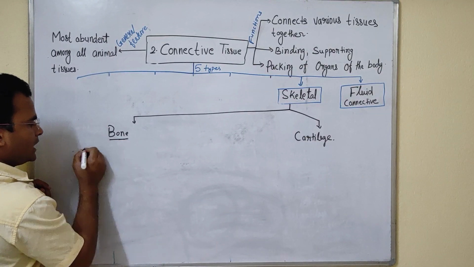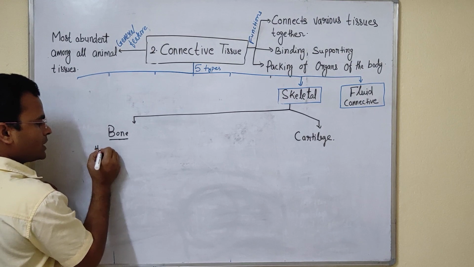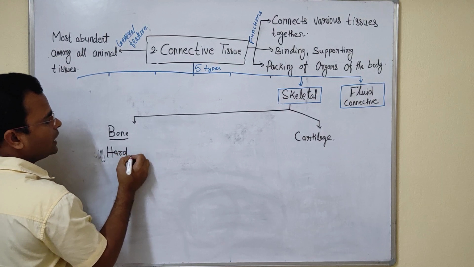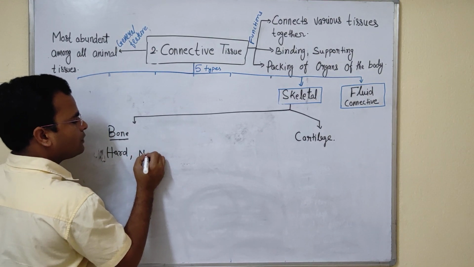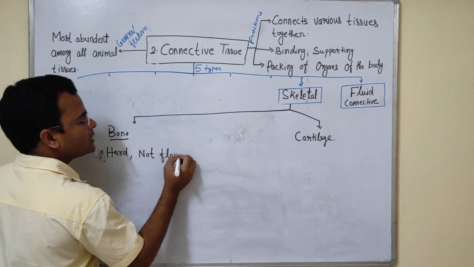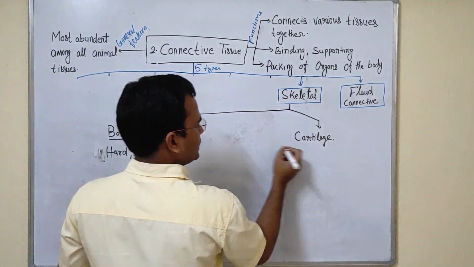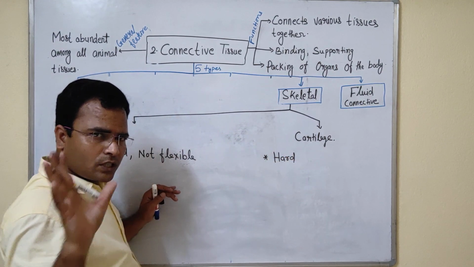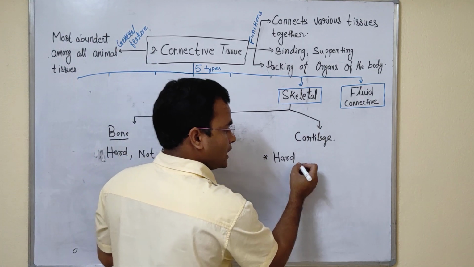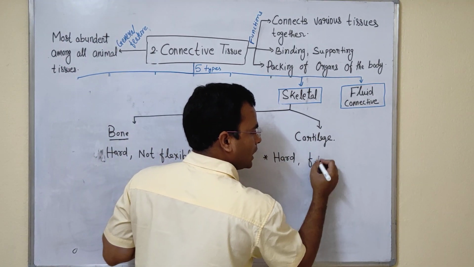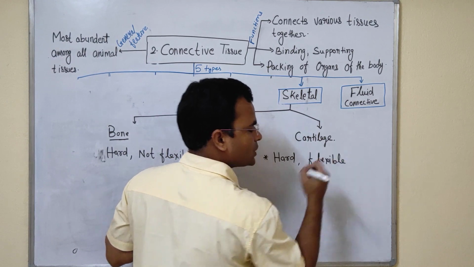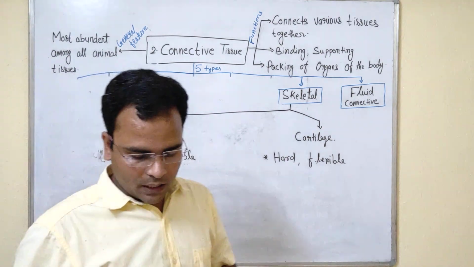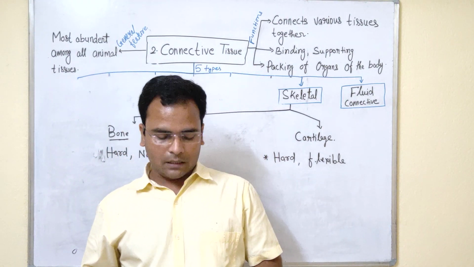So bones, if we are talking about the nature, are hard. Bones are hard and non-flexible. They cannot bend. But on the other hand, the cartilage is hard, of course, but not so tough. They are flexible in nature, right? So the next part is the occurrence, where cartilage occurs and bones occur.